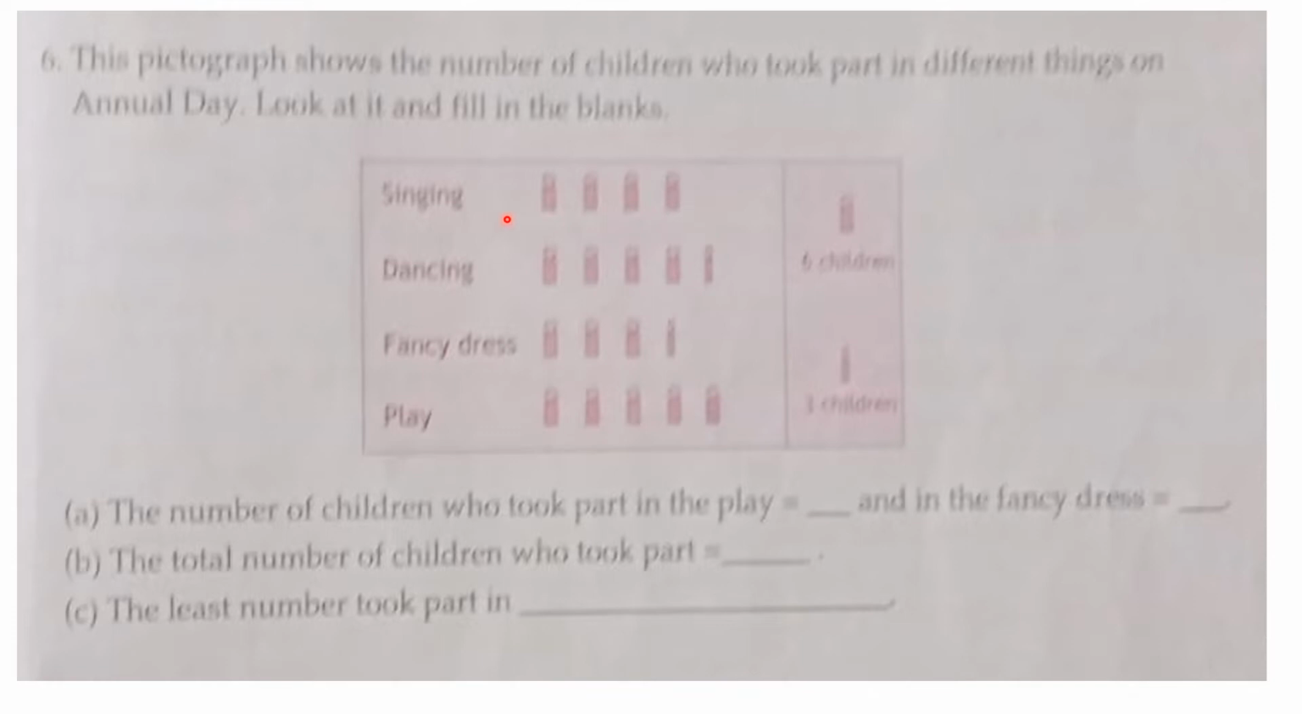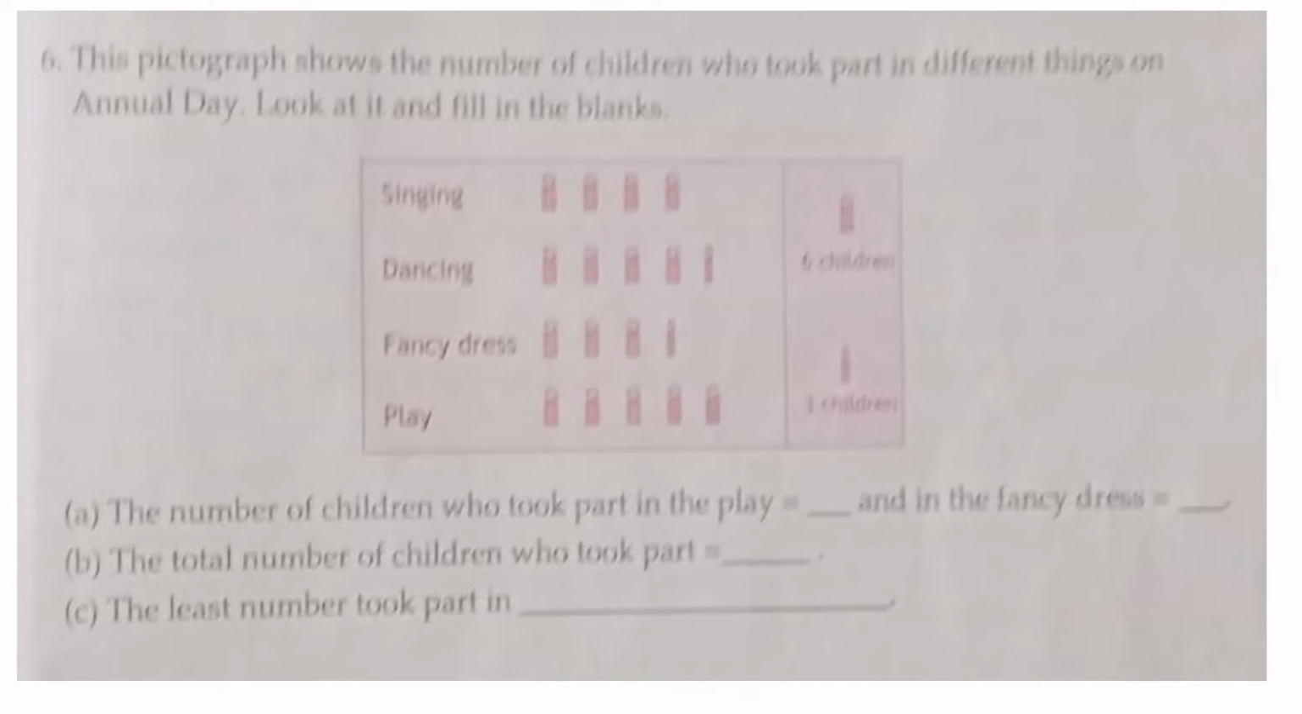Now singing, you can see 1, 2, 3, 4. Dancing 1, 2, 3, 4. This is half. Fancy dress competition 1, 2, 3 and half. And play 1, 2, 3, 4, 5. Now children, after that a question is asked to you. But before answering the question, first we will take out the data, that how many children are participating in a particular event. So how are we going to do it?